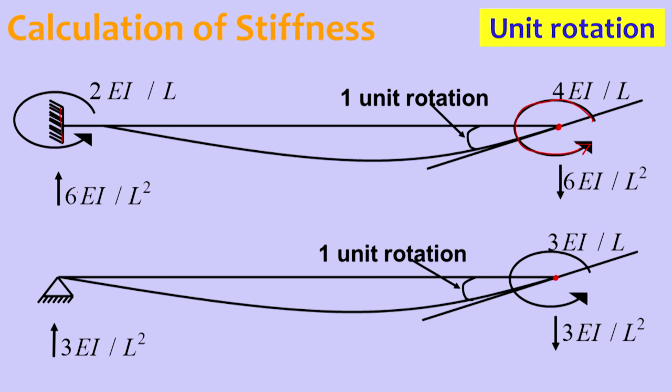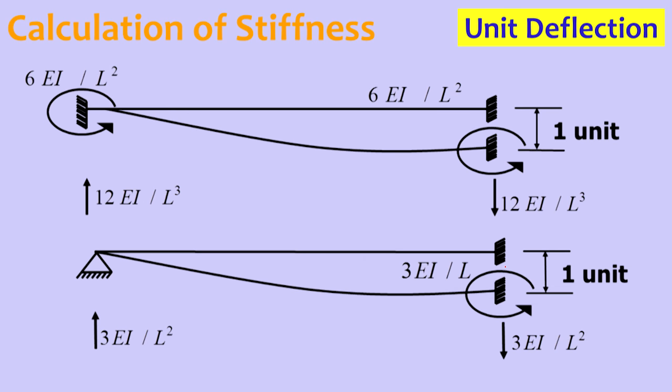And when it comes to the case where the far end is hinged, we are giving 3EI/L. As the far end is hinged, at the hinge location there will not be any moment. So the total unbalanced moment is 3EI/L, and the couple that forms with that is 3EI/L². So 3EI/L² downward on the right end and 3EI/L² upward on the left end. So this is the calculation of the stiffness coefficients when 1 unit rotation is given to one end of the member.